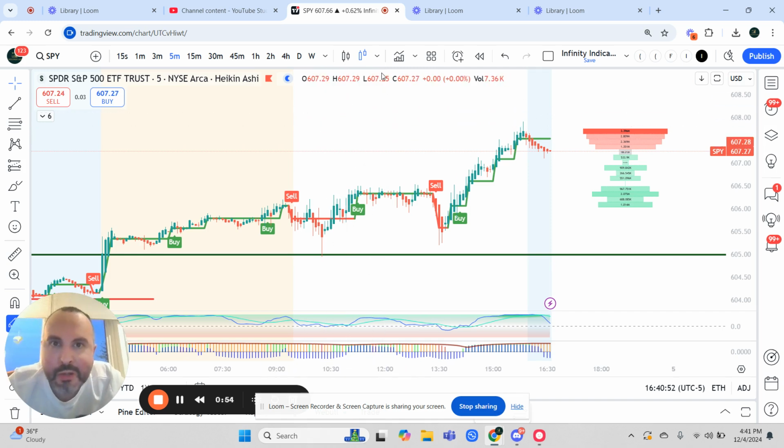Okay. So the machine learning momentum index indicator and the volume order book. I'm not going to spend a whole lot of time on this. They're both very straightforward indicators.